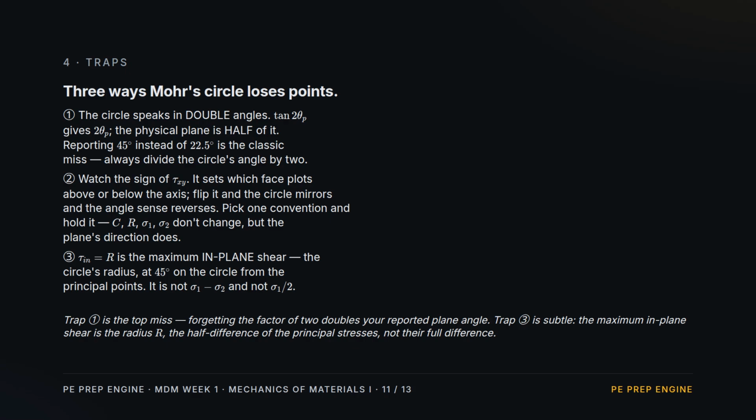Traps. Three ways Mohr's circle bites. 1. It works in double angles. The tangent gives twice the plane angle, so always halve it. Reporting 45 instead of 22.5 is the number one miss. 2. Mind the sign of the shear. It decides which way the element plots and which way the plane turns, though the center, radius, and principal stresses don't care. 3. The maximum in-plane shear is the radius, the half difference of the principal stresses, at 45 degrees on the circle, not their full difference, and not half of sigma 1.